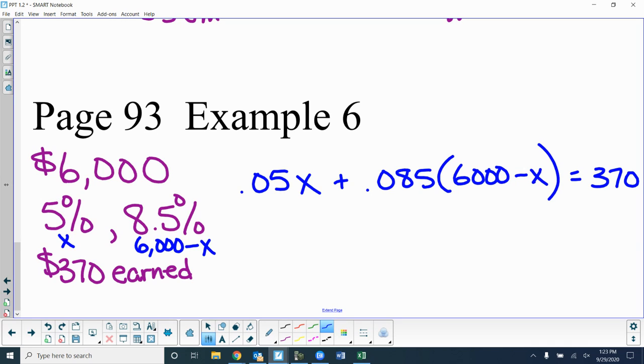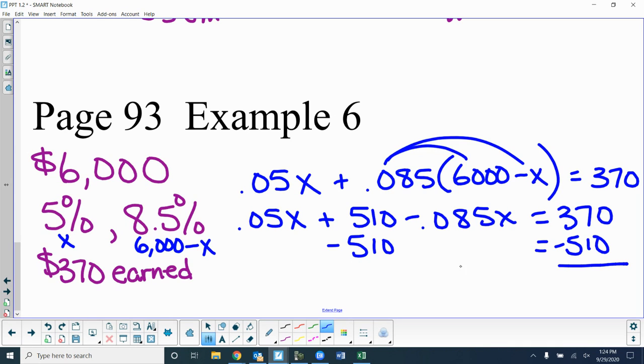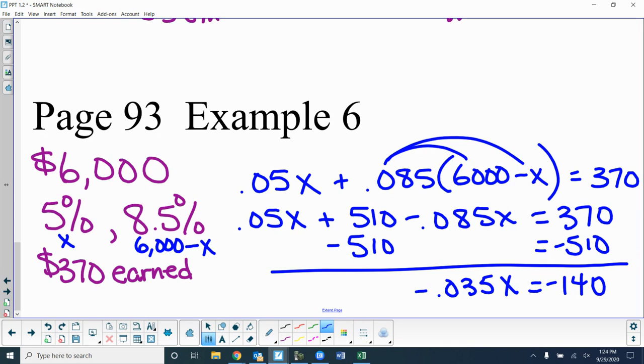Okay? So when I do this, finish it up, I distribute, that's 510 minus 0.085x. Subtract the 510. And put those together, that's a negative 0.035x, that's a negative 140.